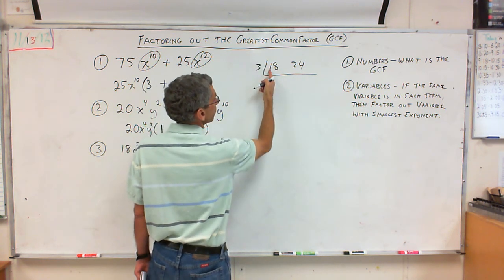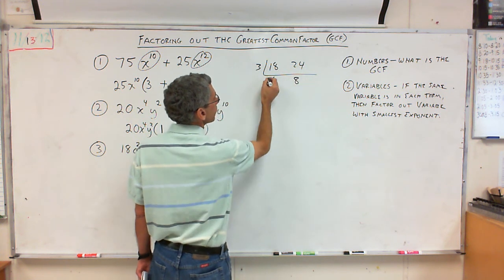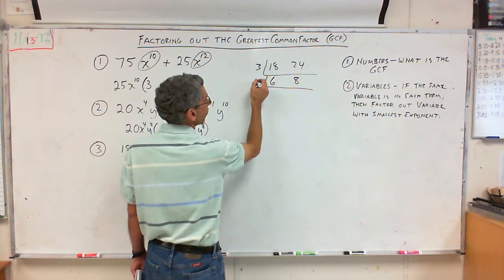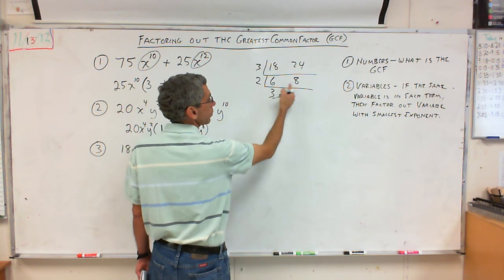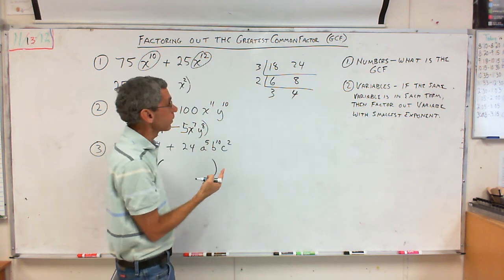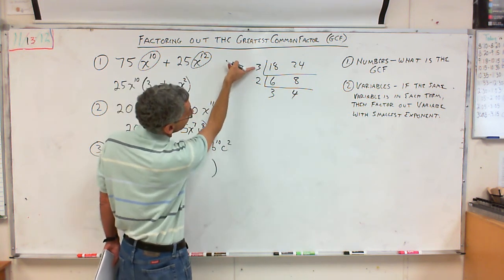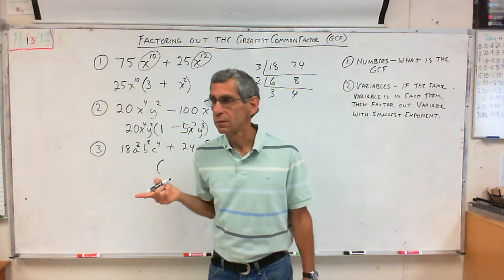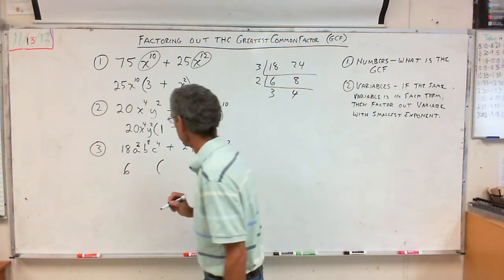3 goes into 18 6 times, right? 3 goes into 24 8 times. And then I know that 2 goes into both of those. 2 goes into 6 3 times. 2 goes into 8 4 times. Nothing goes into both of these other than 1, so I can't go any further. So my greatest common factor is this times this. 3 times 2, right? So 6. So I know 6. I'm going to have a 6 here.